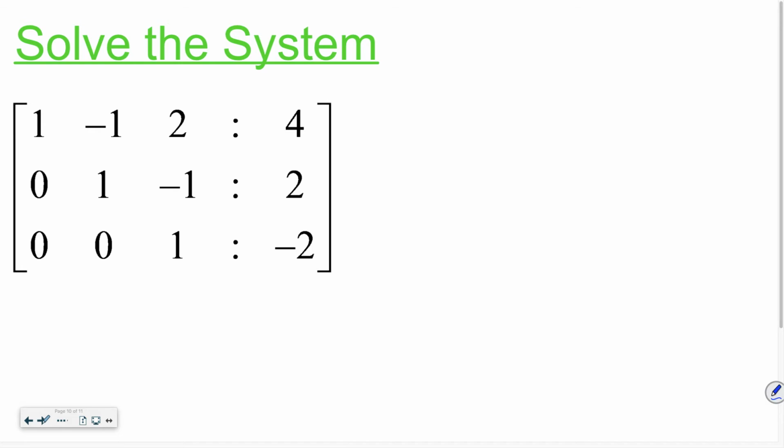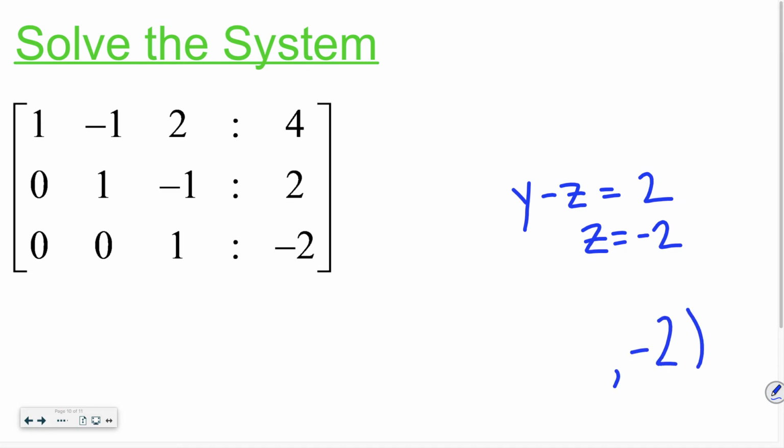Okay, so tell me one thing that we know right off the bat. We know that z equals -2. Okay, so the very bottom is giving us something nice. Let's move to the next row. That next row, what does it mean? y minus z equals 2. Well, if z is -2, do we know what y is? 0. And if you need to plug it in, like y minus -2 equals 2. Okay, y equals 0.